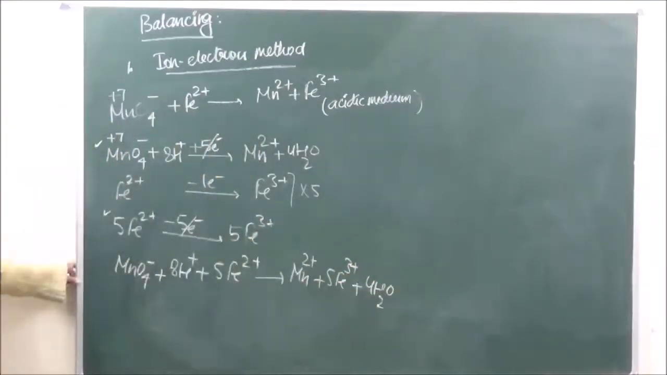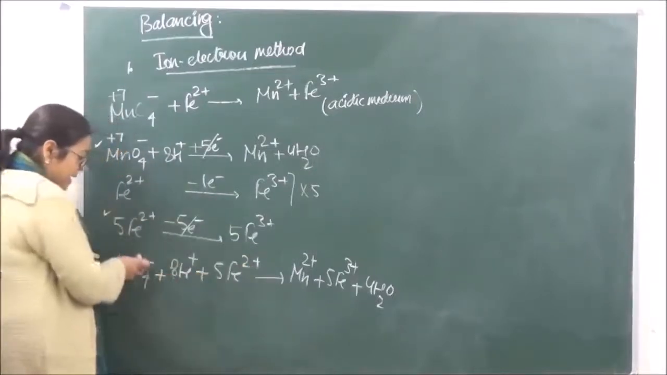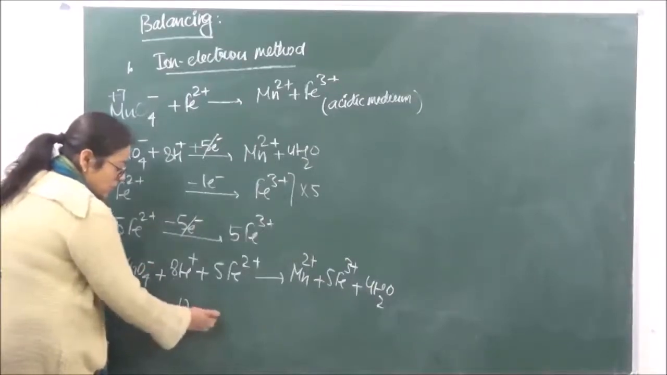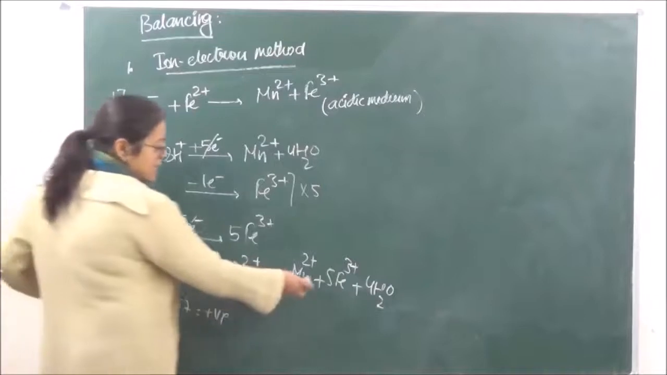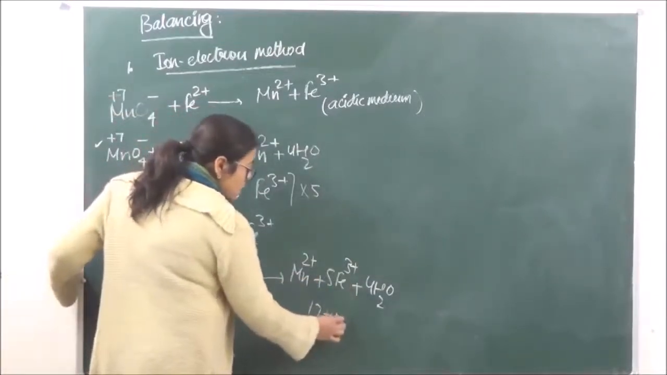Now let's see the number of charges. यहाँ पे आ गया हमारे पास 5 2s are 10, 10 plus 8 is 18, 18 minus 1. That is going to be 17 positive charges. And let's see this side. This side we have 5 3s are 15, 15 plus 2, 17 positive charges.